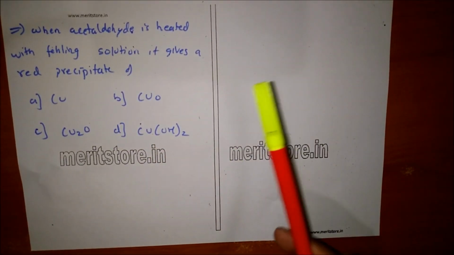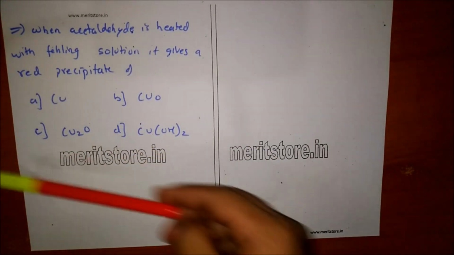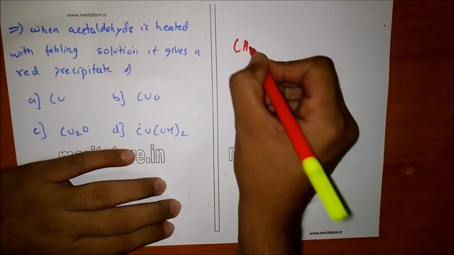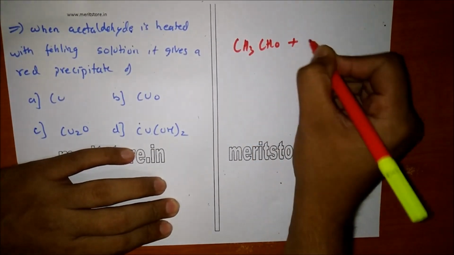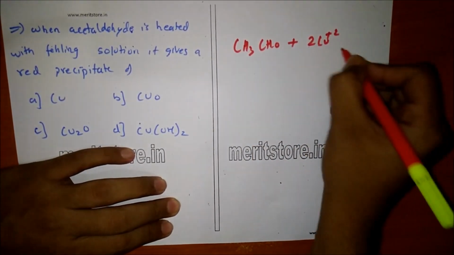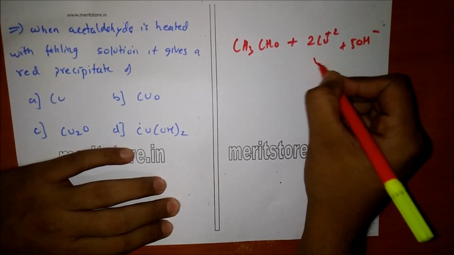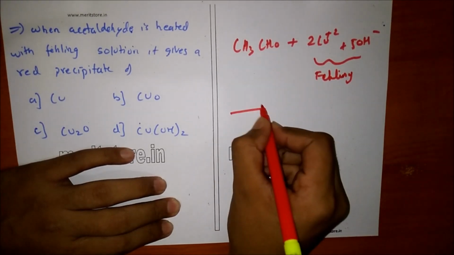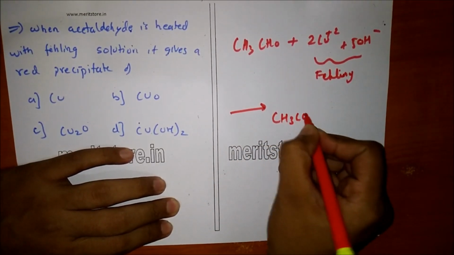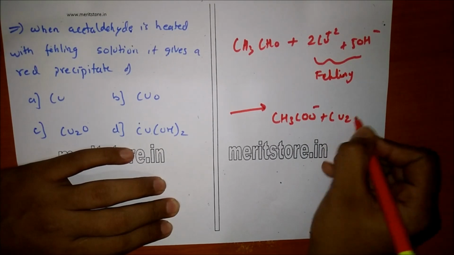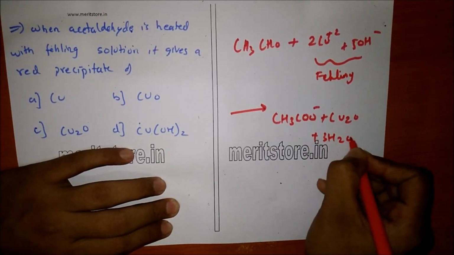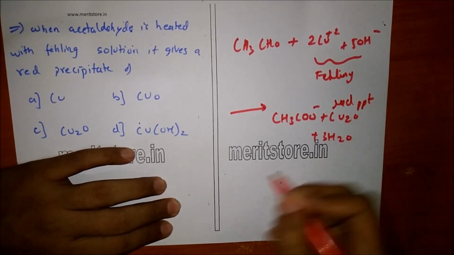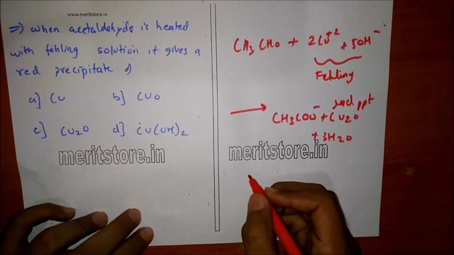Acetaldehyde is heated with Fehling's solution. It gives a red precipitate of, here are the options. Now let's look at how the reaction takes place. Acetaldehyde plus 2Cu2+ plus 5OH-, which combine to form Fehling's solution, undergoes a reaction and forms the product CH3COO- plus Cu2O plus 3H2O, where Cu2O will form a red precipitate. Therefore, here the correct answer will be option C, Cu2O.